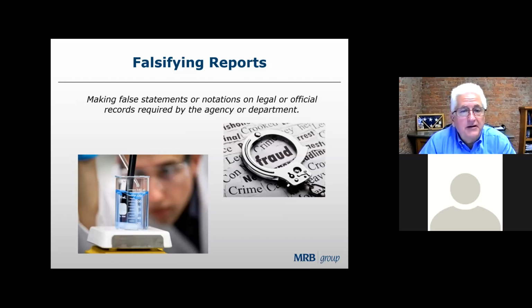So the first one, falsifying reports, making false statements or notations on legal or official records required by the agency or department. And the state and federal agencies have a right to review this information or come onto your facility to review the information that you are preparing, and almost to act in some form of an auditing basis to make sure that reports meet the actual conditions that you're faced with. So falsifying reports is number 1.